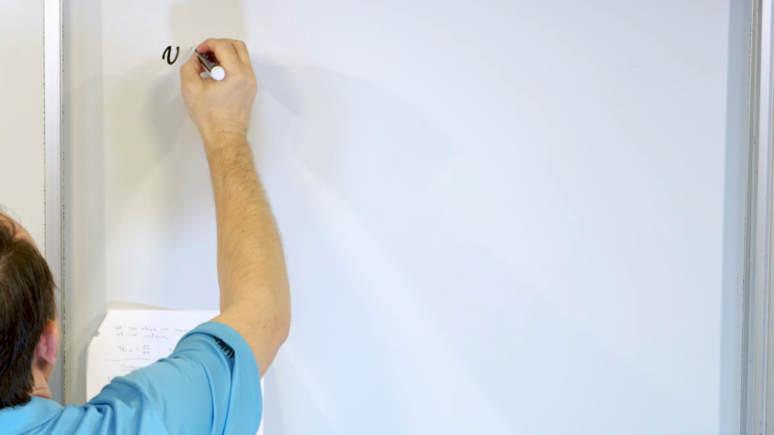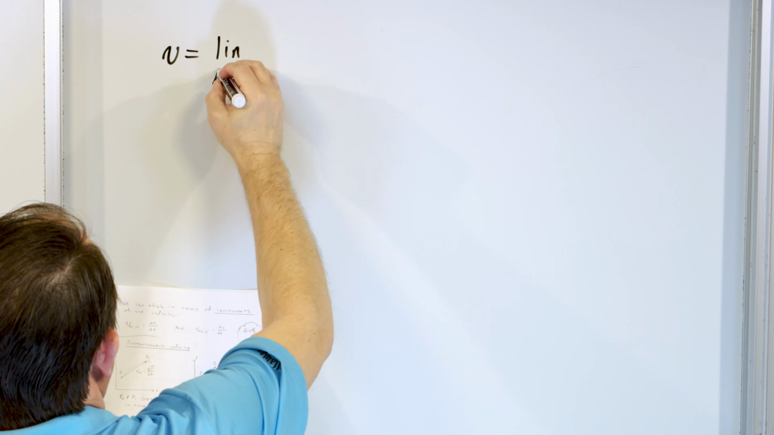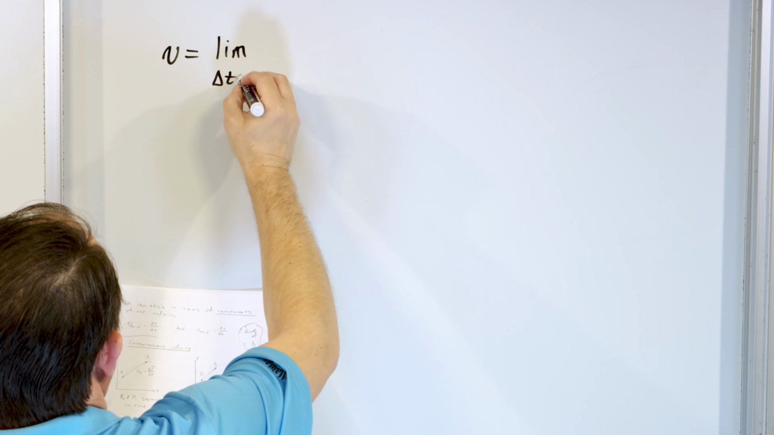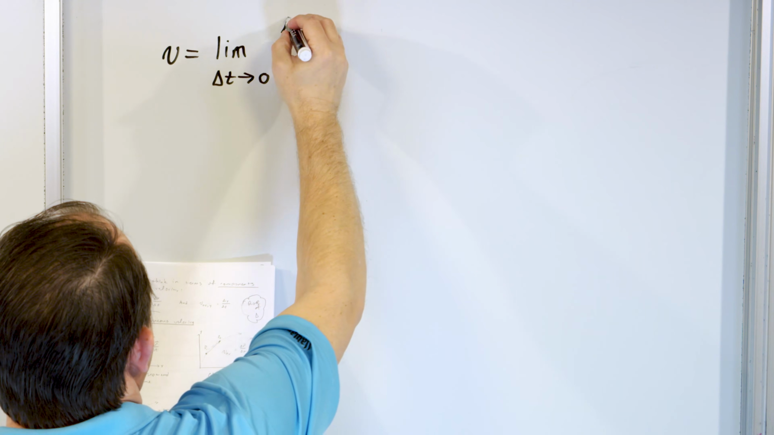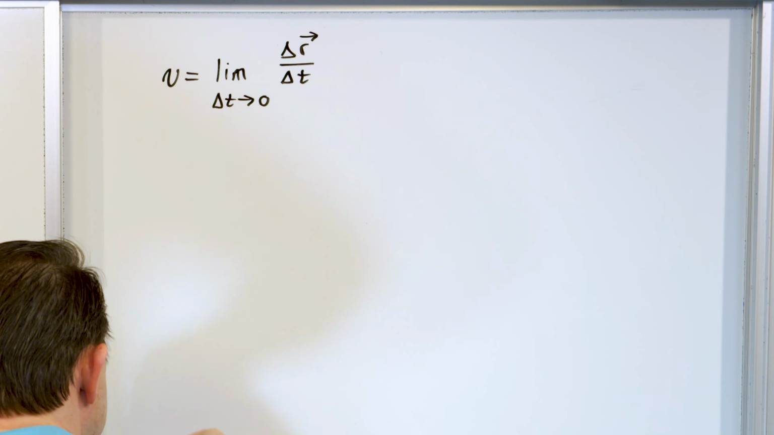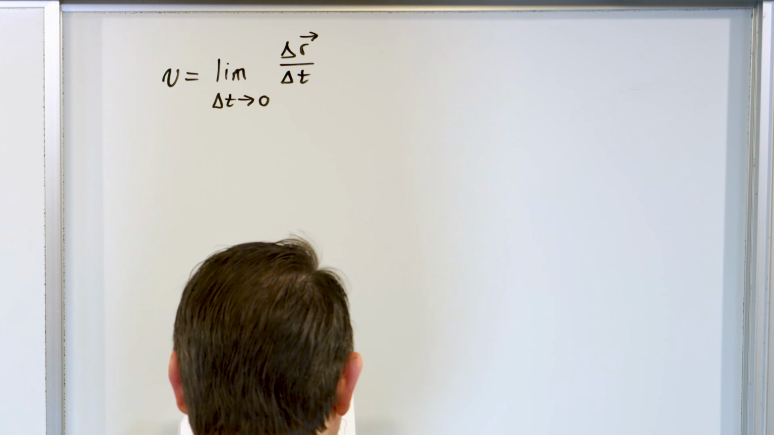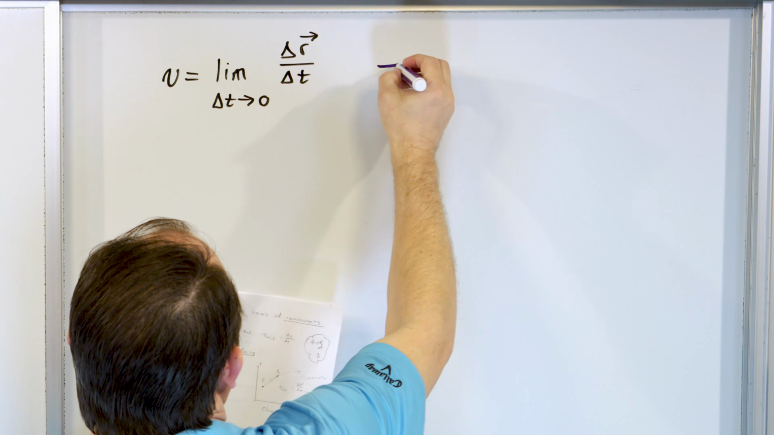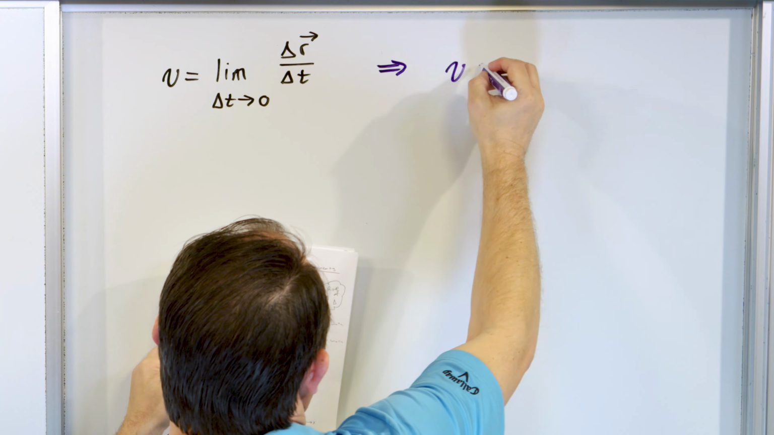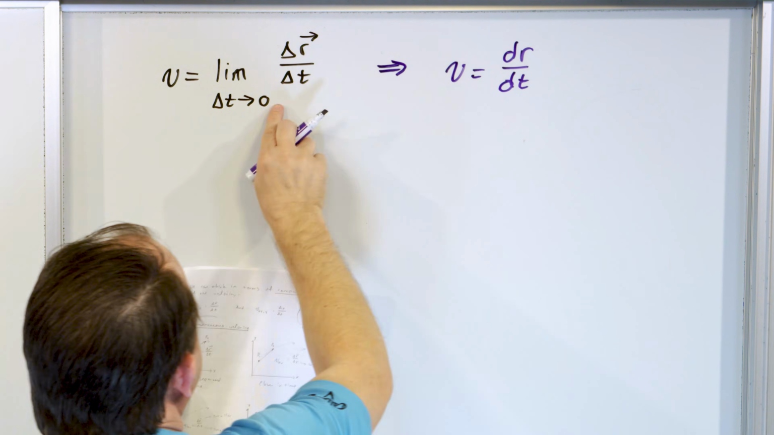So we just said that the instantaneous velocity is equal to the limit as delta t goes to 0 of delta r divided by delta t. Now, this is not a calculus class, but for those of you who are taking calculus or who are interested in calculus, this basically becomes what we call the derivative in calculus. The velocity is equal to what we call dr dt. These two things are the same thing.